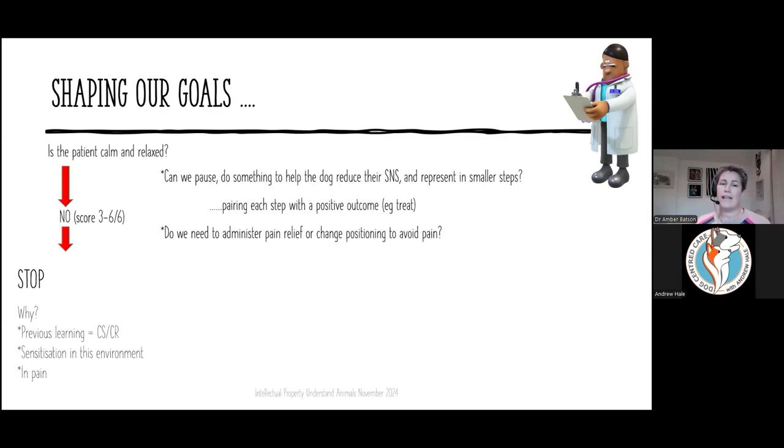If we think it could be related to pain, can we change positioning? So perhaps the dog would be more comfortable on the floor. Are they on a yoga mat? What's the slipperiness of the floor like? Would they prefer to lie down on a slightly padded surface?